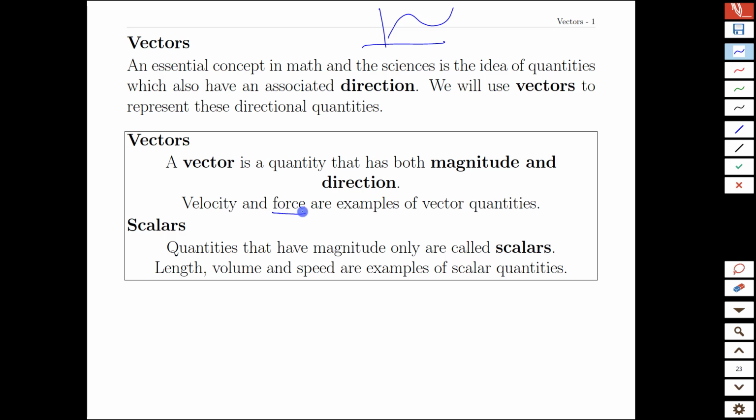If you imagine a force or a velocity, so you're moving in a certain direction at a certain speed, or you're applying a force in a certain direction, those are vector quantities. Scalars are the contrasting types, and they're simply things that have magnitude only. Length, volume, speed, those simply have units but don't have directions associated with them. Temperature would be another example of a scalar quantity. It's 5 degrees. There's no direction associated with that.